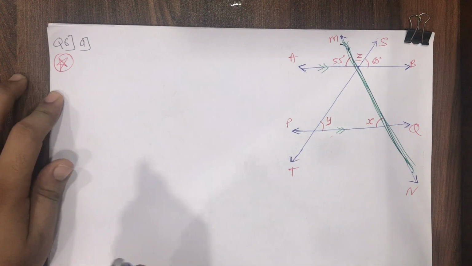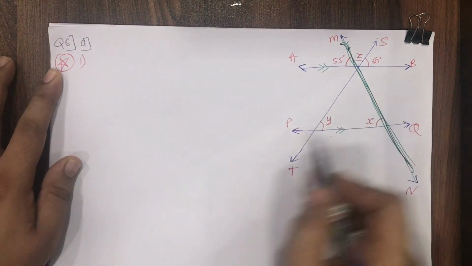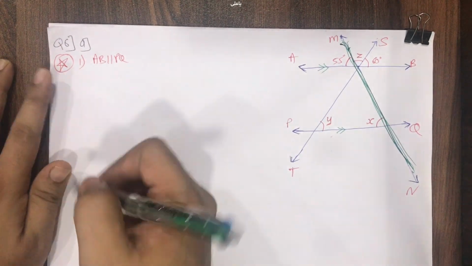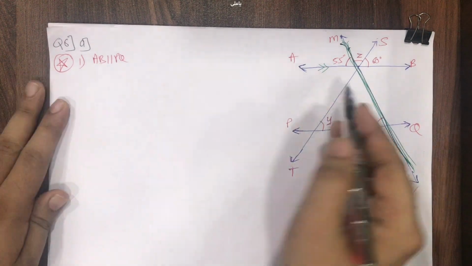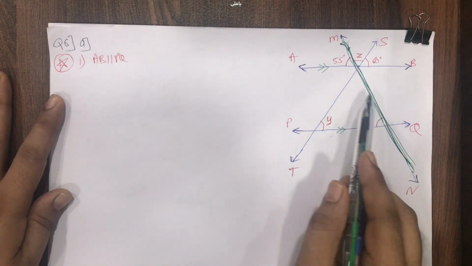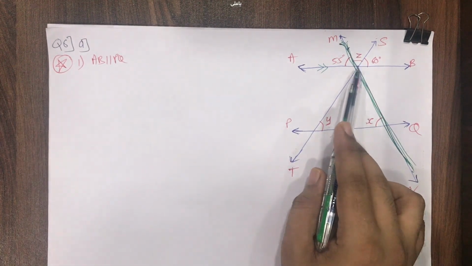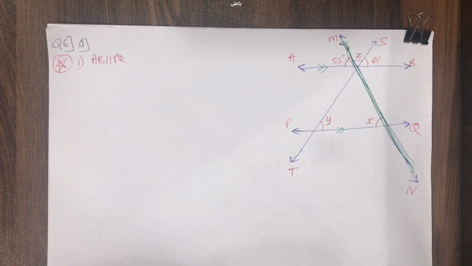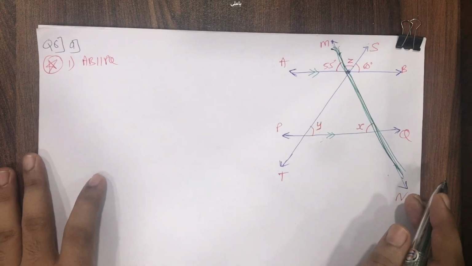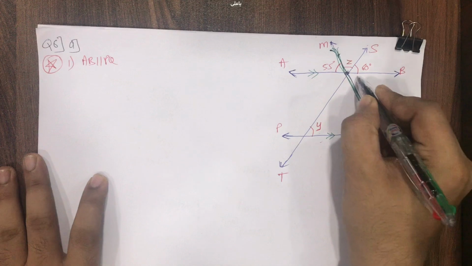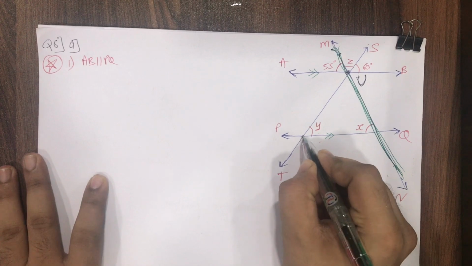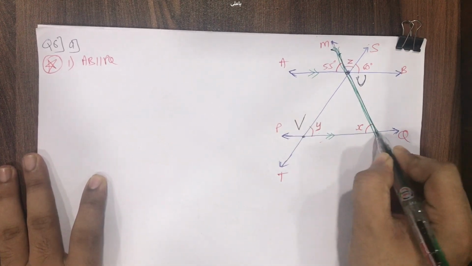How will I write this? First, it's very important to write that AB is parallel to PQ. It's given to us. Then what's the name of this angle X? I have not mentioned any name for this point, so let me give names to these points. We have used all the letters here. I'll call this point U, this point capital V, and this point W.